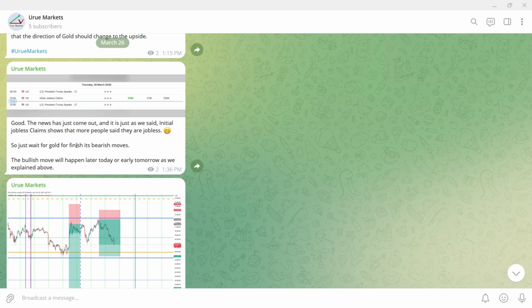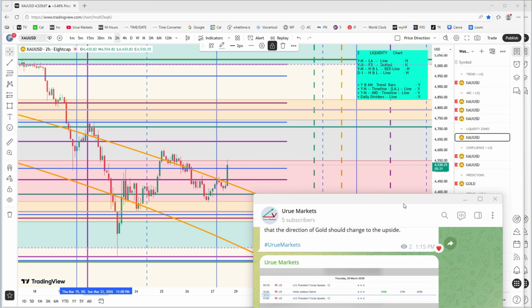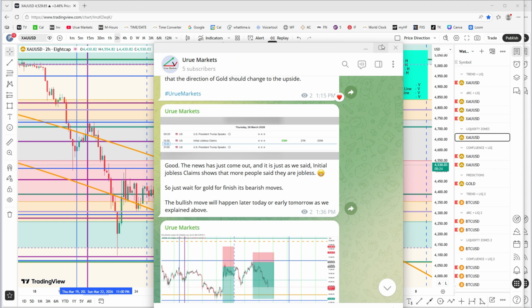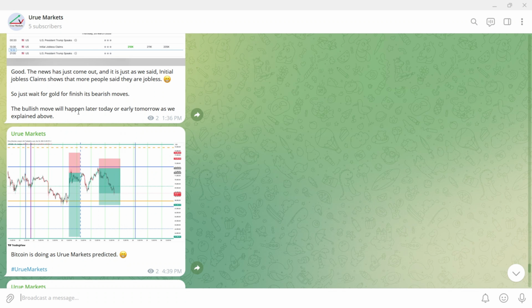So wait for gold to finish its bearish moves. The bullish move will happen later today or early tomorrow, as we explained above. The bullish move finished yesterday. Look at that. And we said it would begin part of Thursday yesterday into Friday, which is today, as you can see right there.